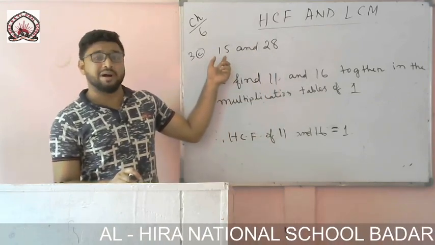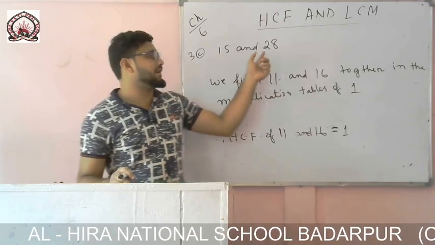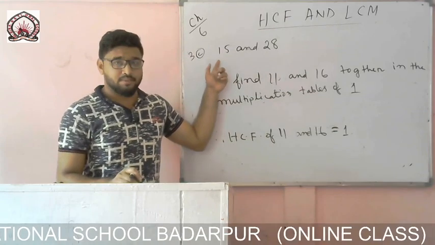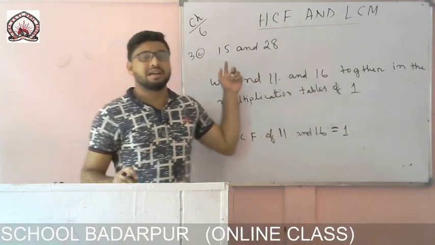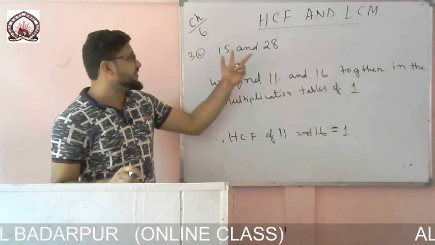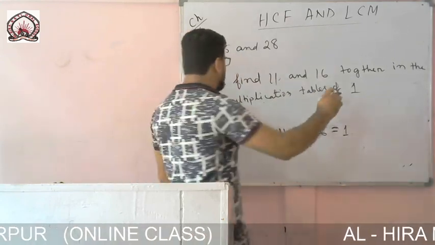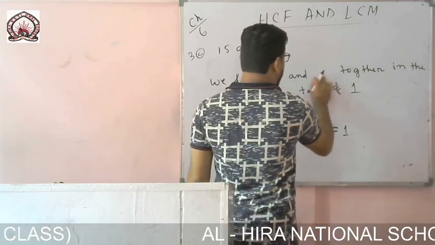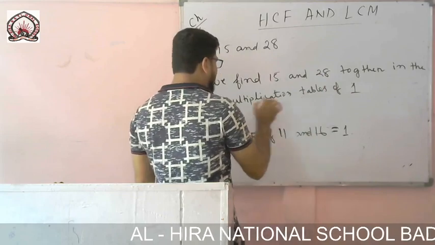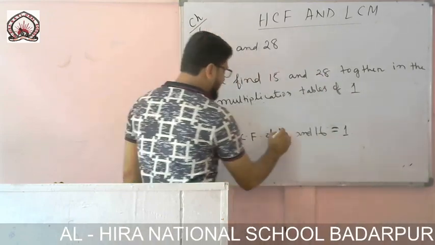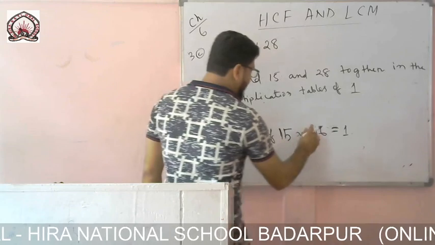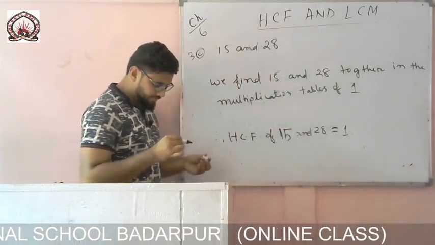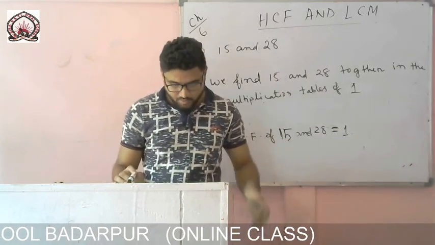15 I can get in 5, but I shall not get 28. 15 I can get in the table of 15, but I shall not get 28. So I shall get 15 and 28 together only in the table of 1. Therefore, HCF of 15 and 28 equals 1. Understood?